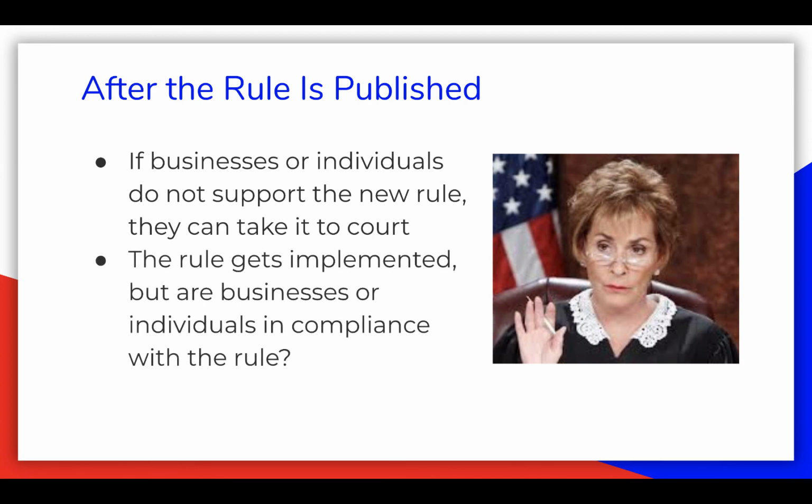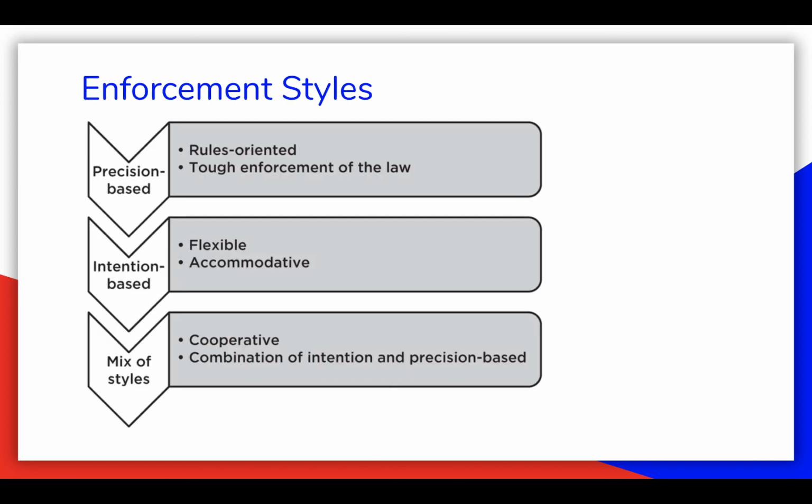But once the rules get implemented, are businesses or individuals going to be in compliance with it? Are they abiding by it? Because now these agencies need to enforce the rules, and that can be quite tricky. Now, rules can be enforced and implemented in different ways, as your textbook sort of lays out. Some, for instance, are very strict, and they allow no deviations whatsoever. This is considered precision-based, where it's very rules-oriented and is characterized as sort of tough enforcement of the law.